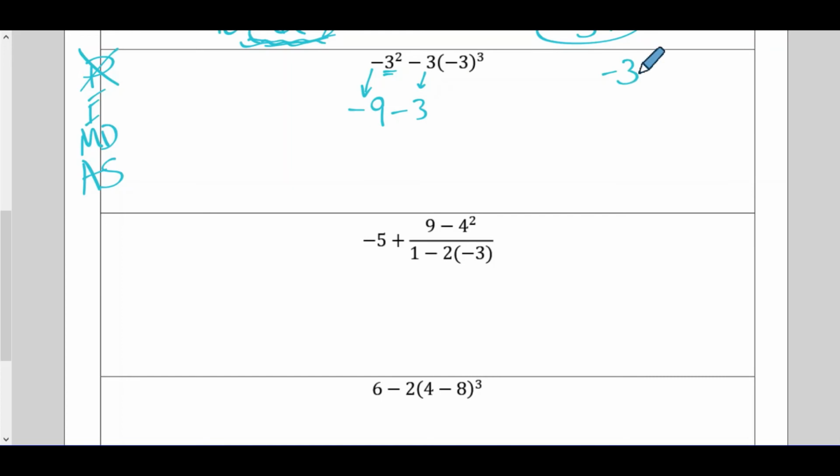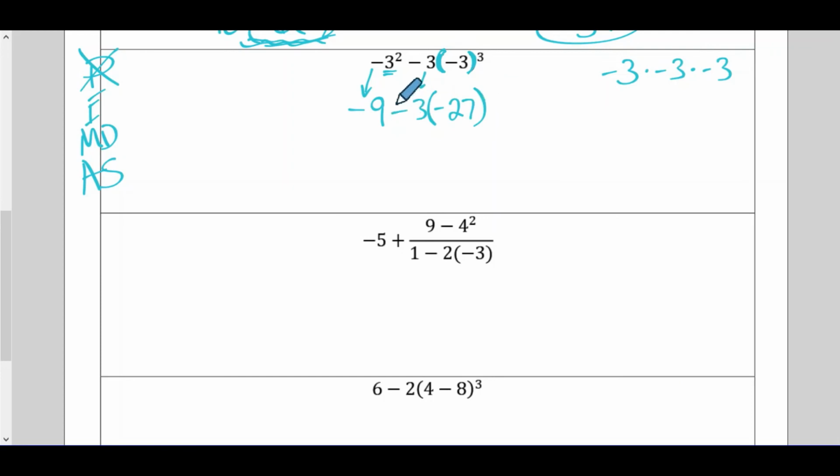Negative 3 cubed means negative 3 times negative 3 times negative 3. I'm not including this negative sign when I square this. I am including this negative sign when I cube this because this is in parentheses. That's implying that the whole thing gets raised to that exponent. So negative 3 times negative 3 times negative 3 is a negative 27. I still haven't really used this operation of multiplication, so I'm going to keep the parentheses around that.